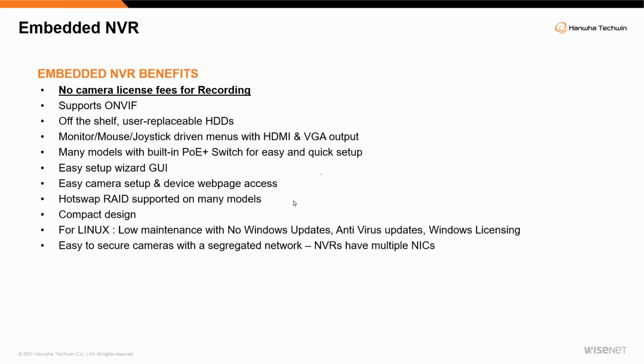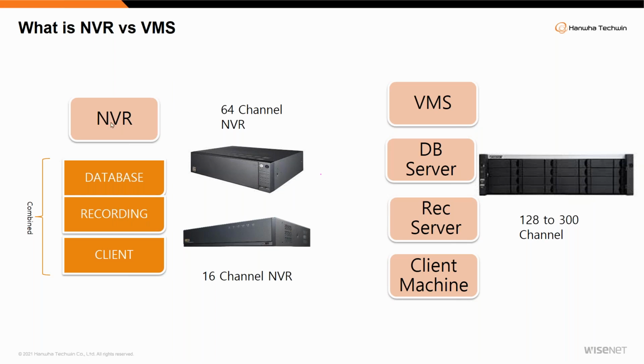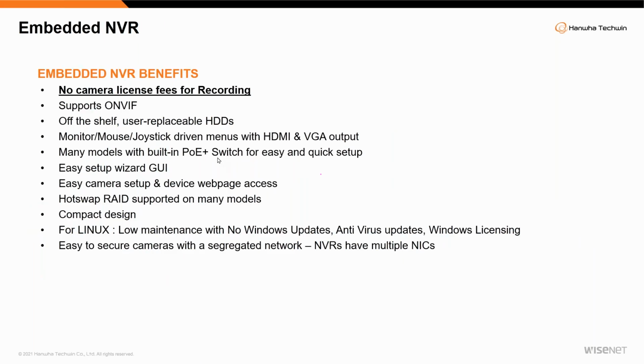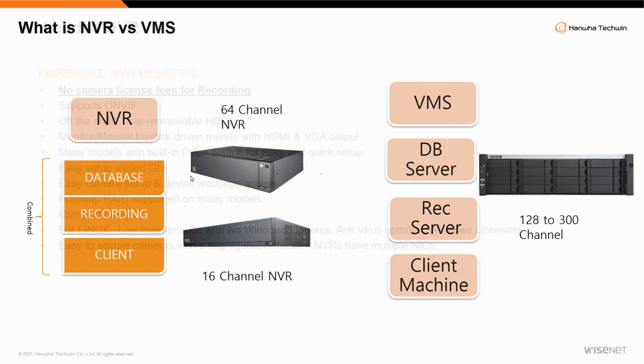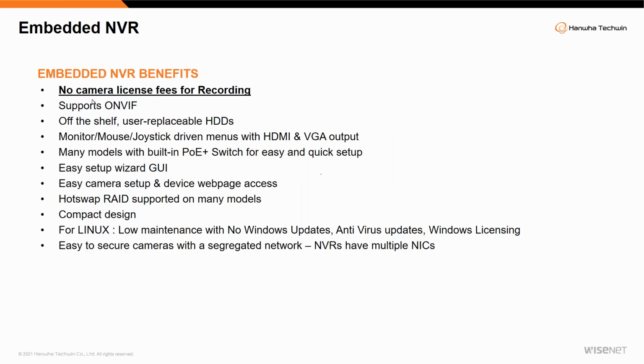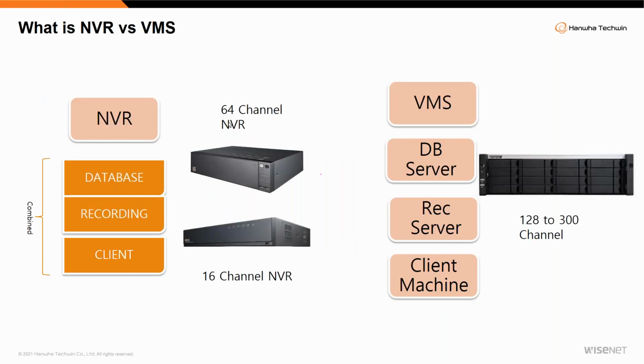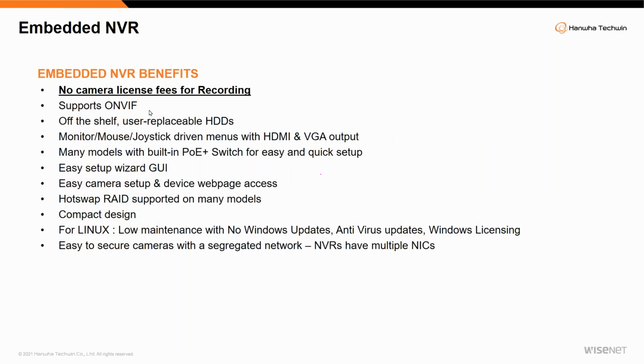Okay. Now, NVR. If you want to record the cameras, you are recording on a network video recorder. What is the objective of NVR, or why is NVR still useful and popular? Because NVR is cost effective. It does not require any licenses for the cameras. If you're buying a 64 channel NVR, you can record 64 cameras. Any camera, Hanwha or third party camera, you can record. So that is the main benefit of an NVR.